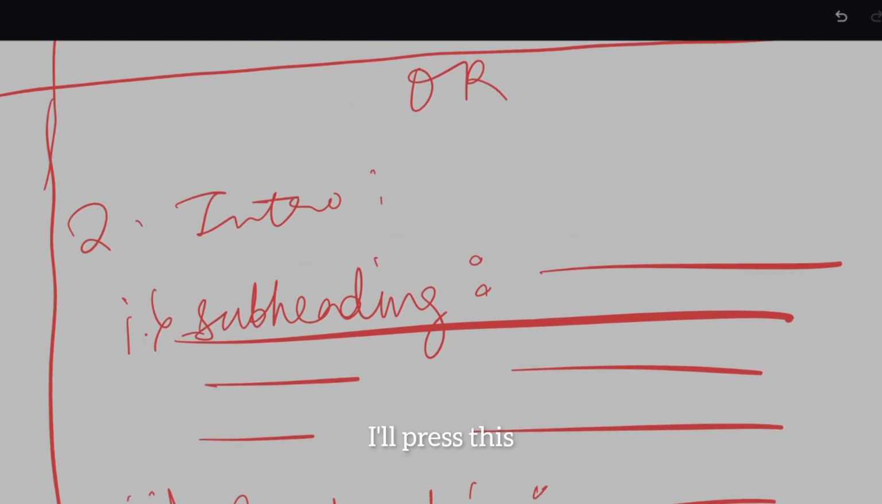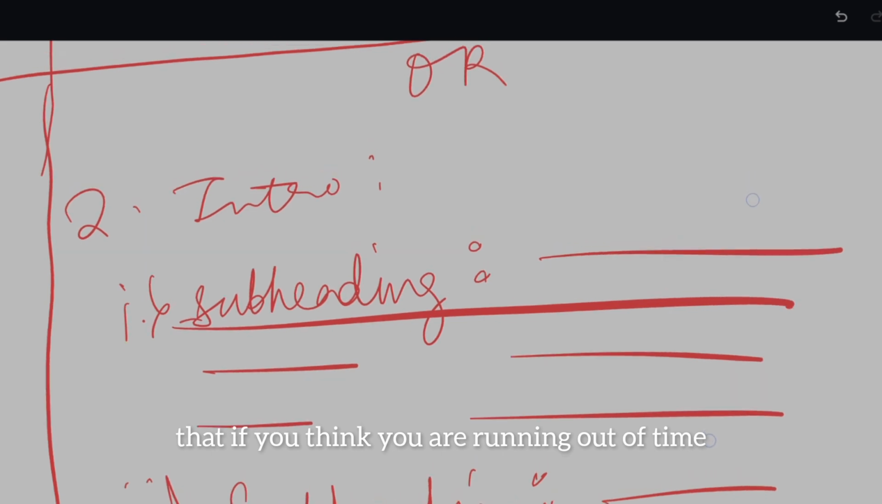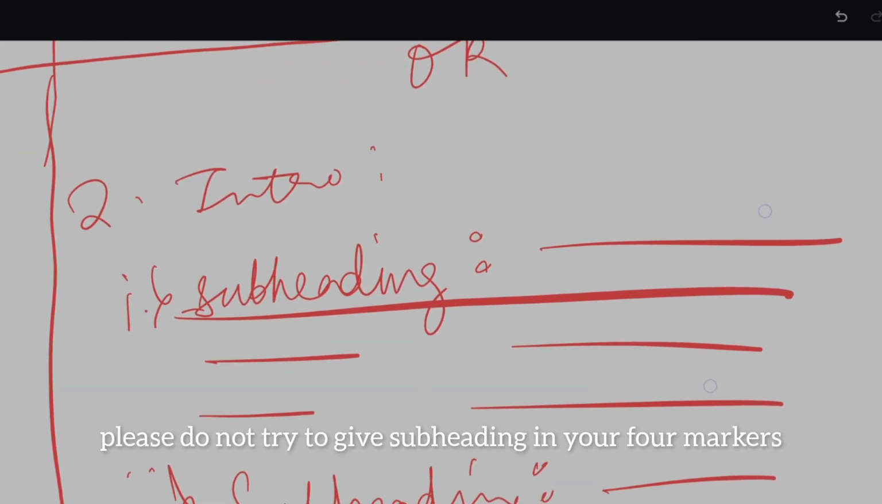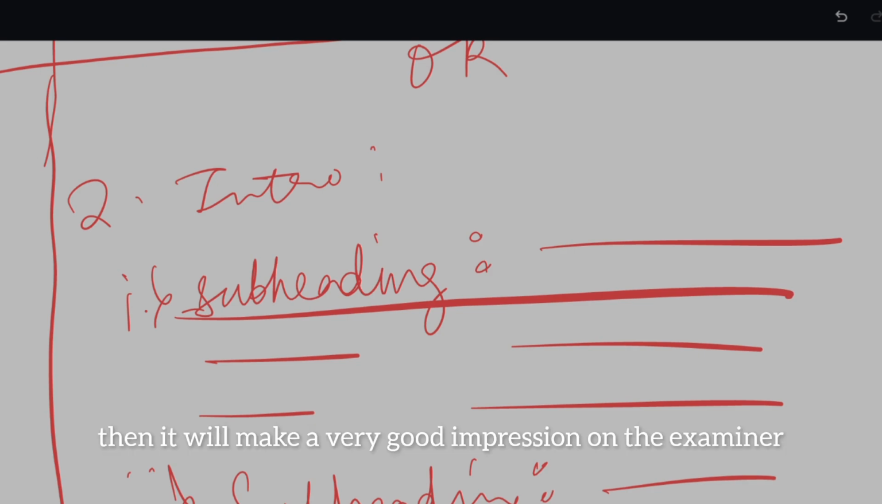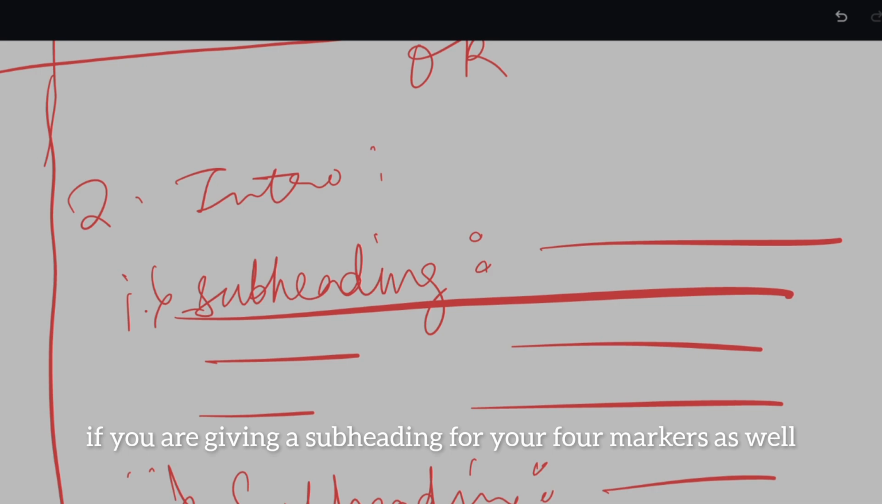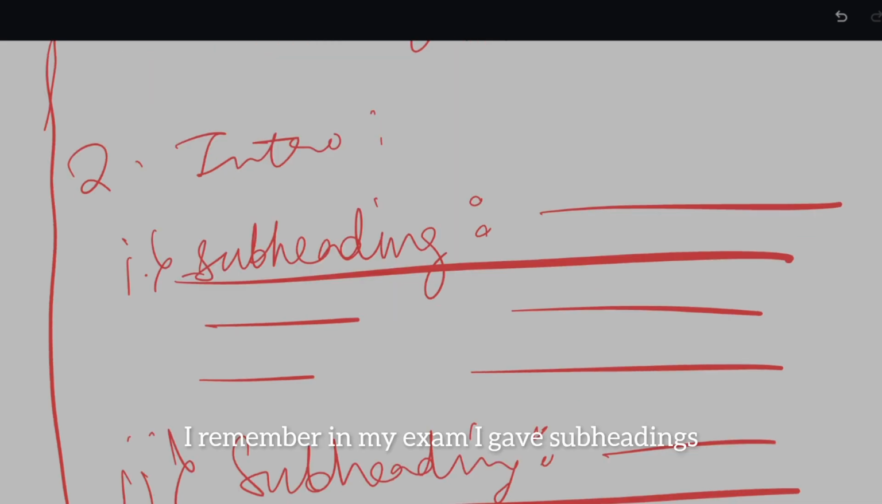Again, I'll stress that if you think you are running out of time, please do not try to give subheadings in your 4 markers. But if you know the answers and have your time, then it will make a very good impression on the examiner if you give a subheading for your 4 markers as well. I remember in my exam I gave subheadings for 2 4 markers and, I think, 3 6 markers.